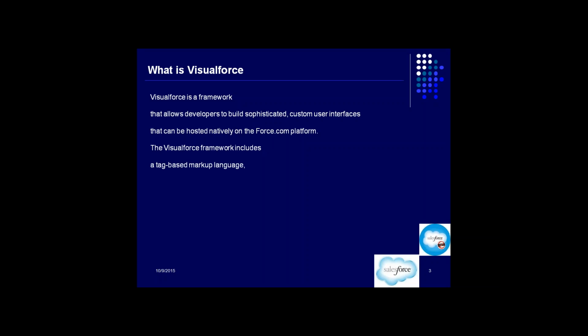So now, this has a tag-based markup language. Tag-based markup language means you will have a tag for everything. If you want to create a table, you will have a tag for that. If you want to create a page block, you have a tag for that. If you want to create a title, a button, or an image, you have a tag for that. So for everything we have a tag. That's what a tag-based markup language will do.